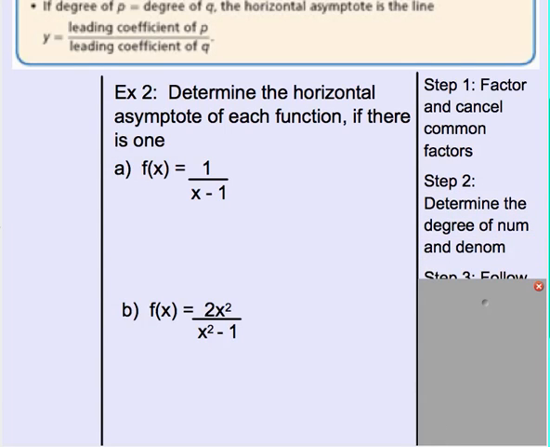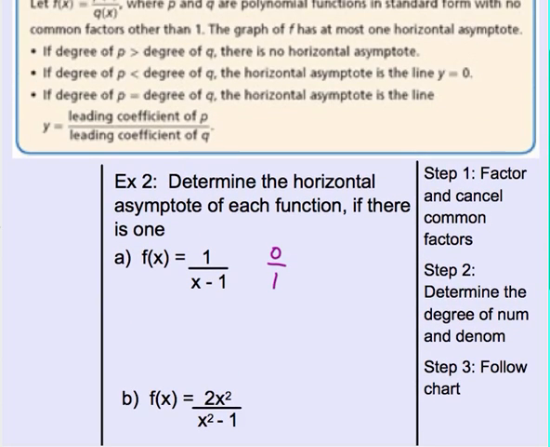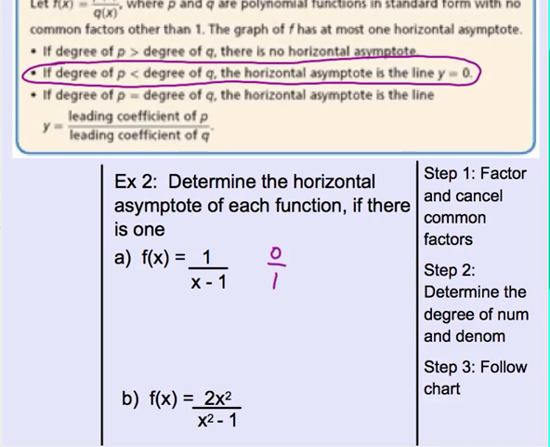Determine the degree of the numerator and the degree of the denominator. Remember, when you've got a constant, the degree is 0. The degree of the denominator, highest power, is 1. And then we follow our chart. And this is similar to our parent function. So I know that if the degree of the numerator is less than the degree of the denominator, 0 is less than 1, the horizontal asymptote occurs at y equals 0 or the x-axis.